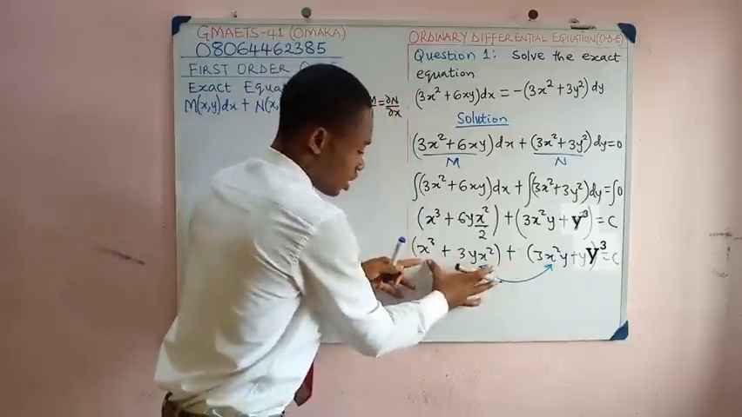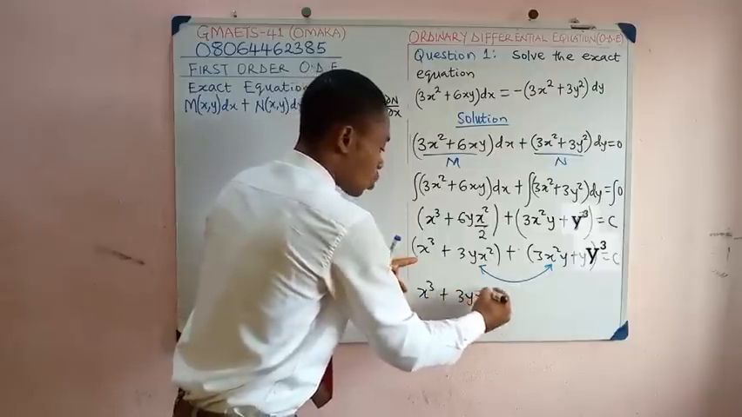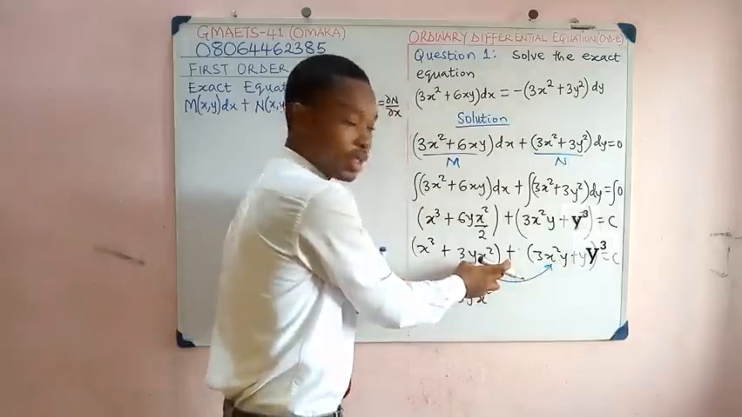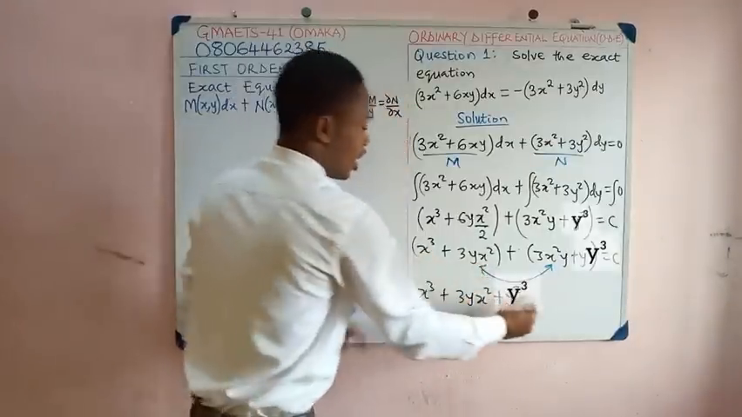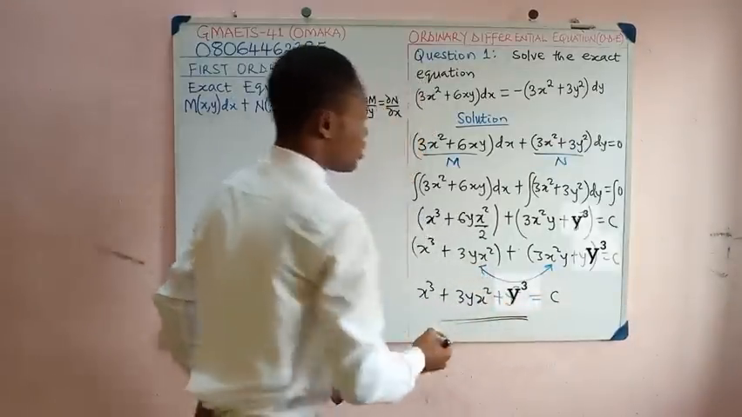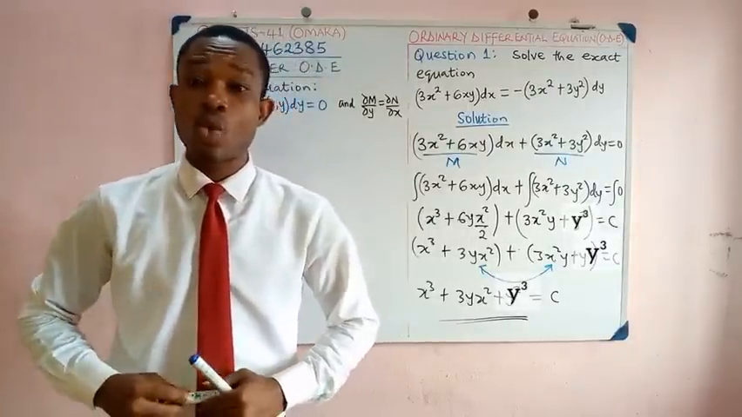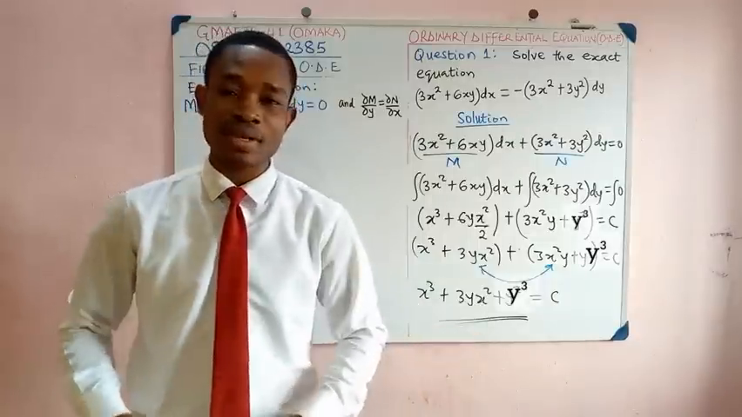So we go. I'm going to pick everything. Let me come here and then pick what I have here. This is x cubed plus 3yx squared. I'm not going to pick this again because it's common here already. Then this y squared, I'm going to pick it because I don't have it here. And everything will be equal to what? C. This is wonderful. That's the solution to that exact equation. If you solve this question using the homogeneous format, you still get this as the result.